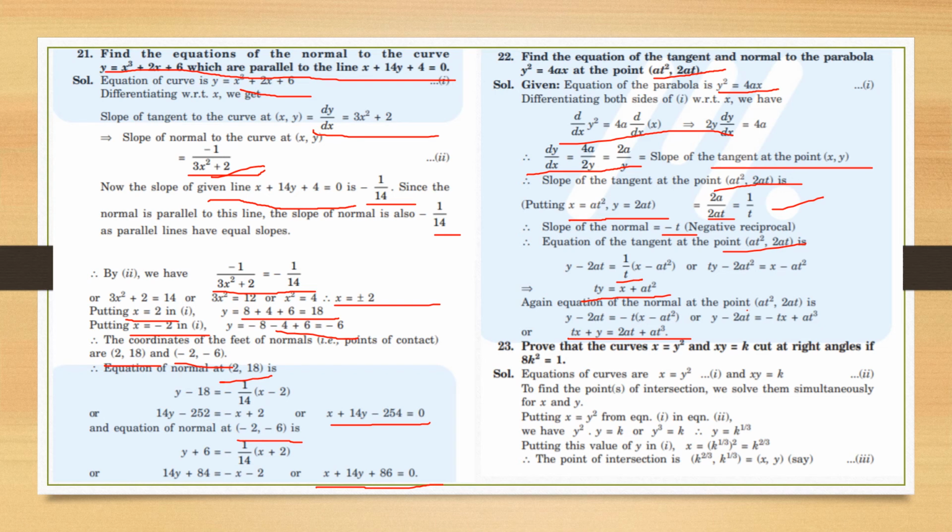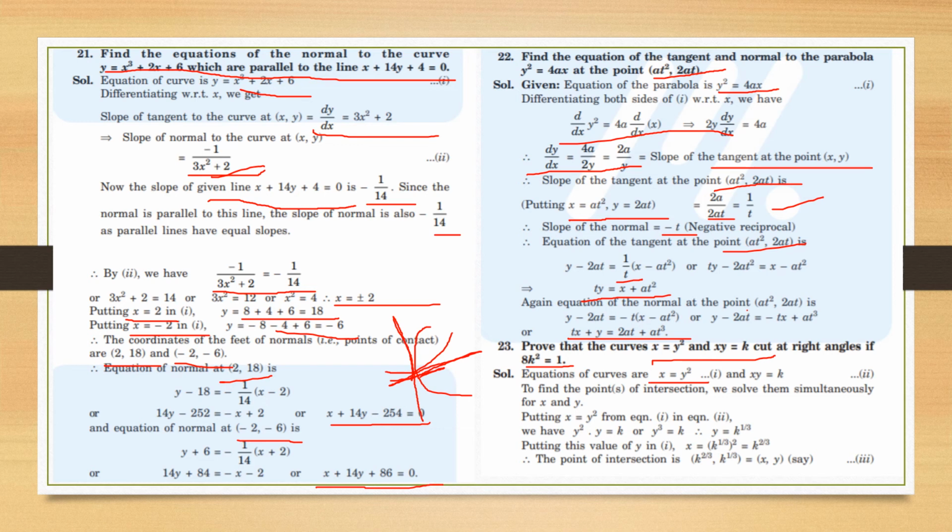Number 23 is prove that curves x equal to y square and this curve xy equal to k cut at right angles if 8k square equal to 1. So cut at right angles means that two curves, if I draw the tangents, they are also perpendicular. Okay, so perpendicular means the product of their slopes is minus 1.